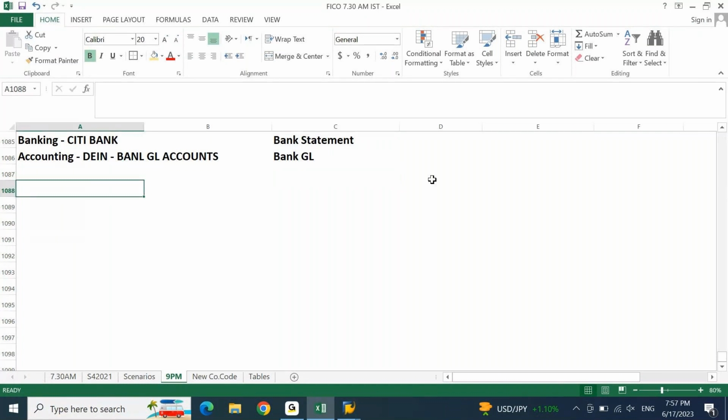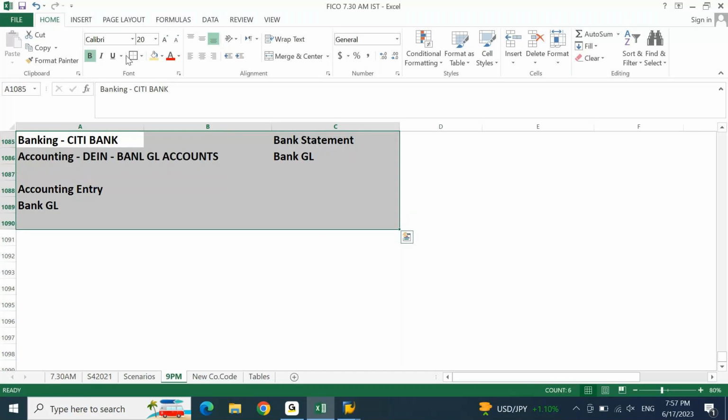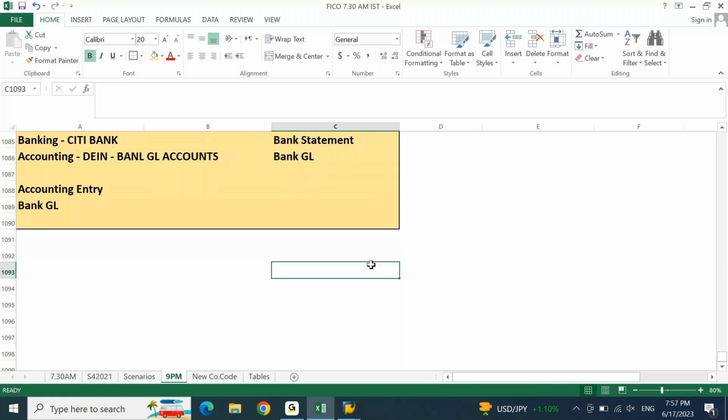When you pass the accounting entry, where do you pass accounting entry? In bank statement or in bank GL? Bank GL. Any confusion in this part, or is it clear? It's clear. Clear, right?